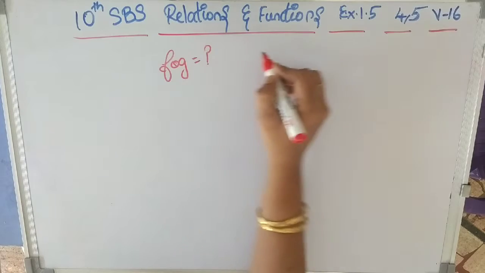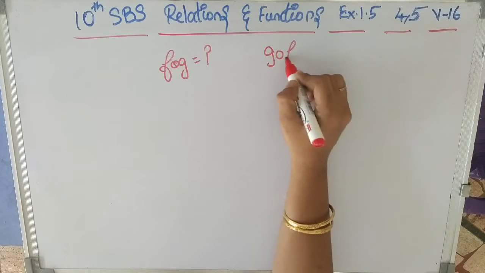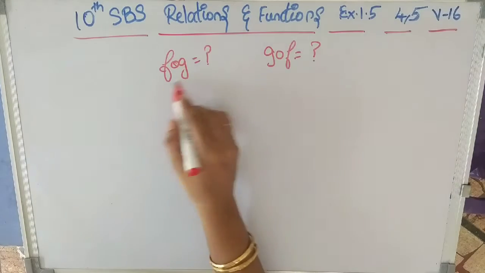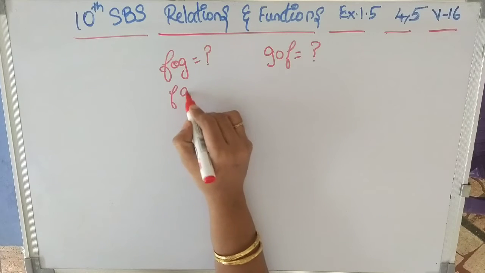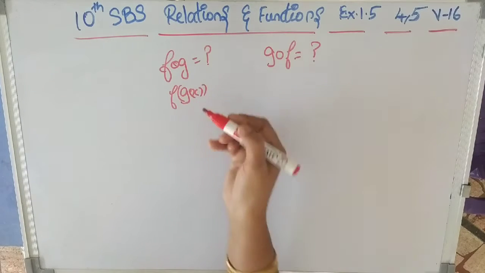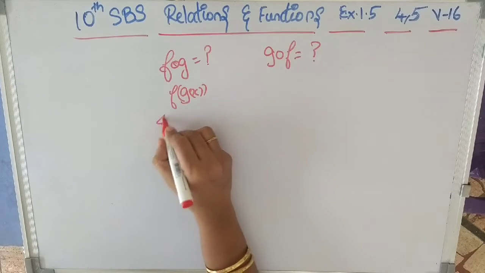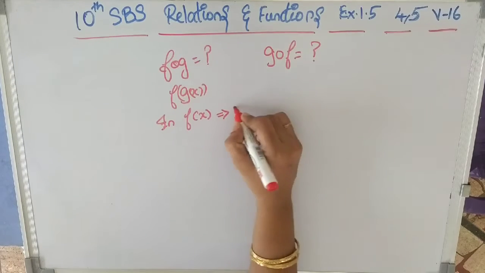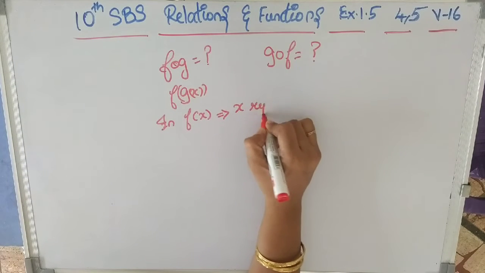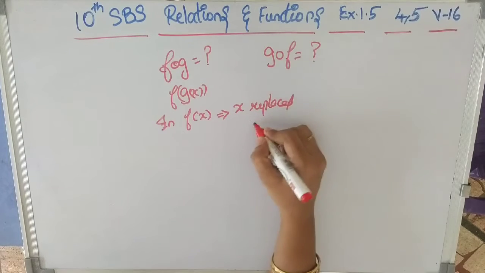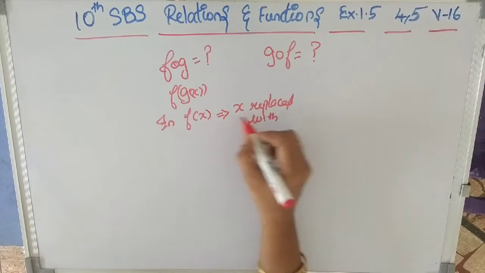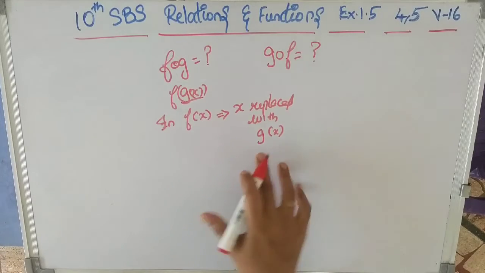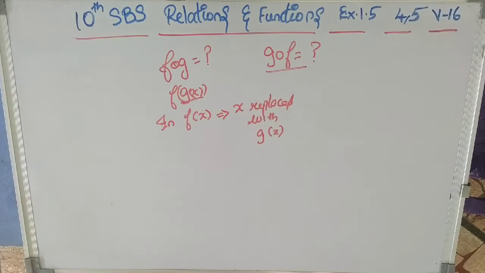Before going to the exercise, we need to know what is f.g and what is g.f. Do you have any idea? Let me explain. What is f.g? F of g of x, which means in f of x, wherever x comes, we have to replace it with g of x. That is the meaning of f of g of x. Clear? In f of x, wherever x comes, x must be replaced with g of x.